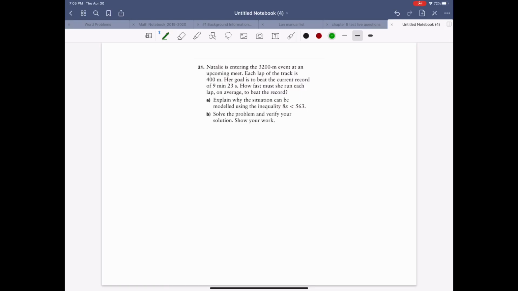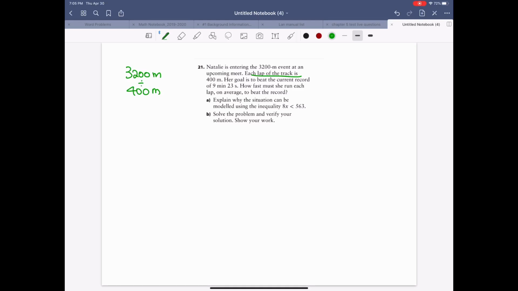All right, let's talk about this question here. Natalie is entering a 3,200 meter event at an upcoming meet. So the total she needs to run is 3,200 meters, and each lap of the track is 400 meters. So we can divide the two to get how many laps she needs to run.